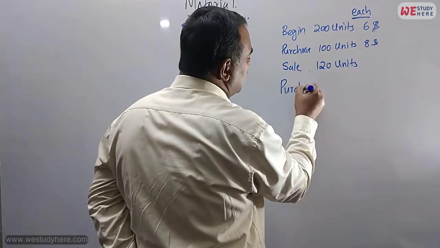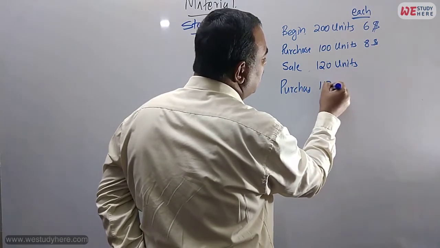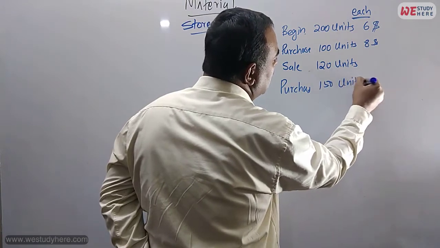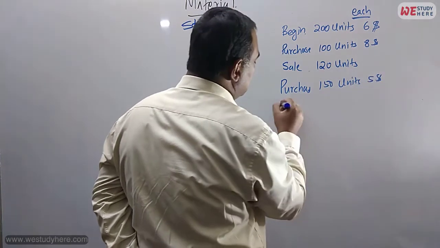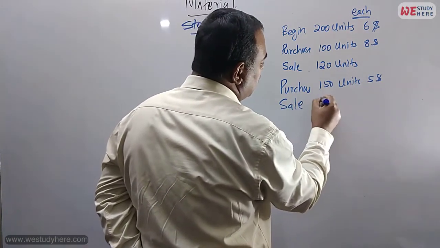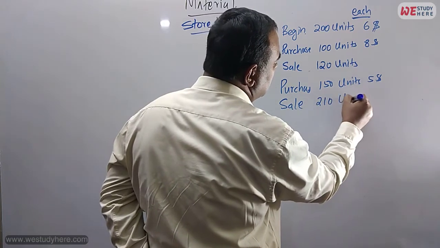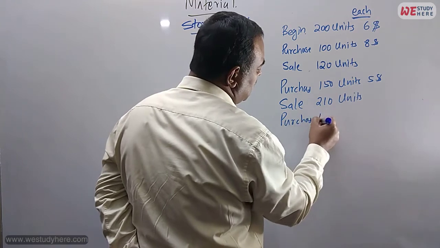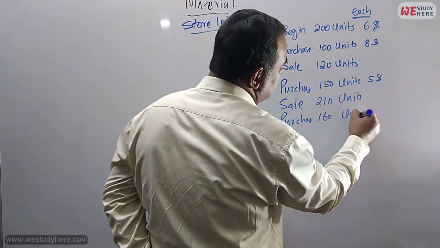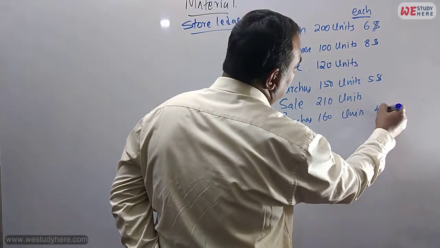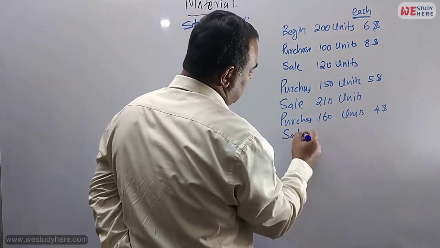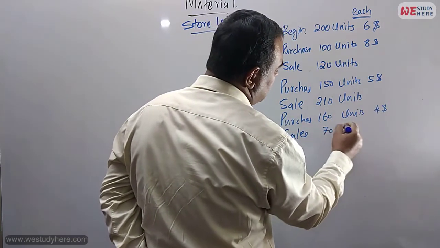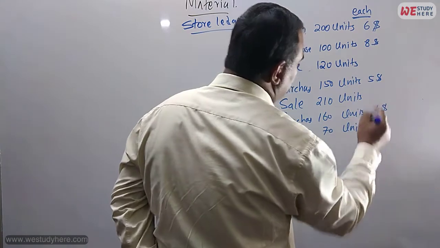Purchase 150 units, $5. Sale 210 units. Again purchase 160 units, $4. Sales 70 units. Okay. Now see this one.